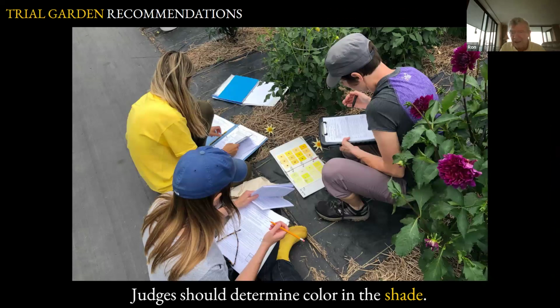The color determination is one of the most important parts of the process, whether it's seedling bench or trial garden. And it should be done in bright light, but not direct sun.